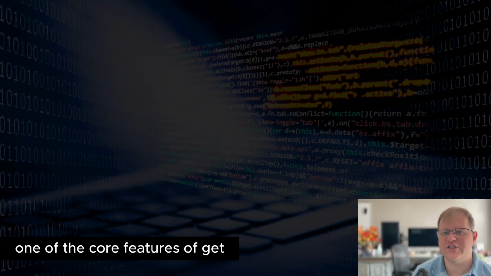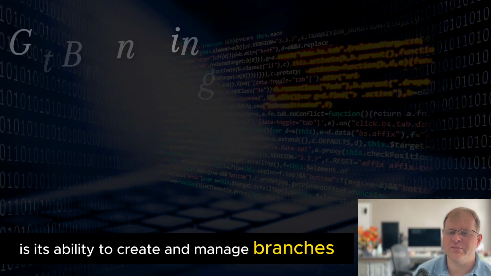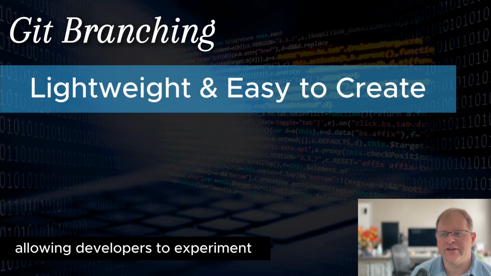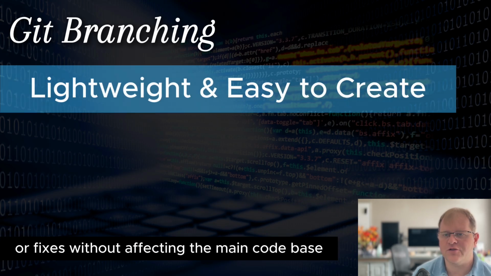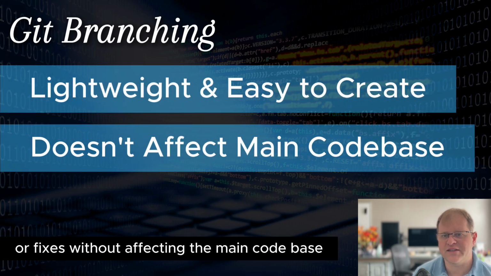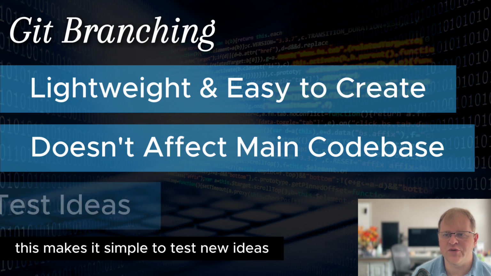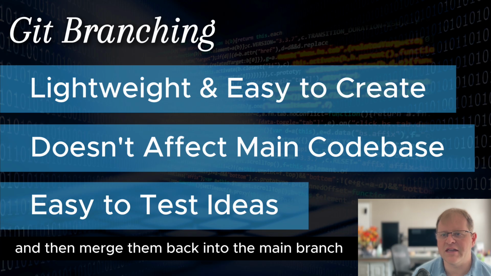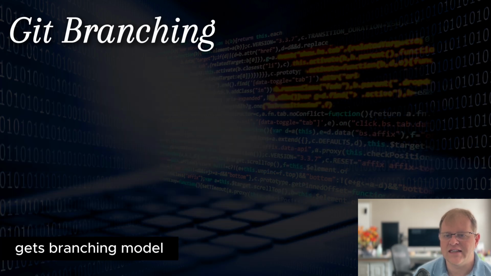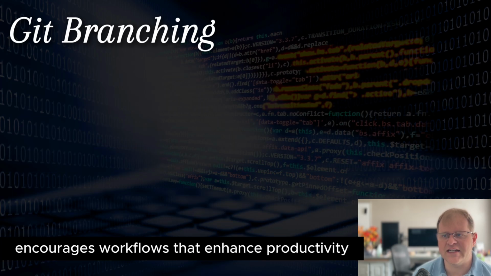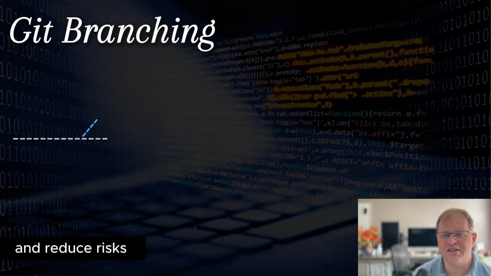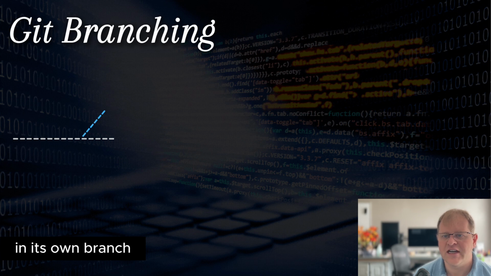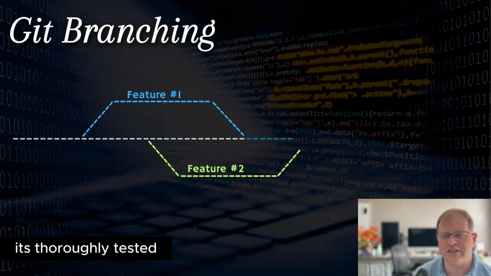One of the core features of Git is its ability to create and manage branches. Branches in Git are lightweight and easy to create, allowing developers to experiment with new features or fixes without affecting the main code base. This makes it simple to test new ideas, develop features in isolation, and then merge them back into the main branch once they're ready. Git's branching model encourages workflows that enhance productivity and reduce risks, such as feature branching, where each feature is developed in its own branch and then integrated only after it's thoroughly tested and reviewed.